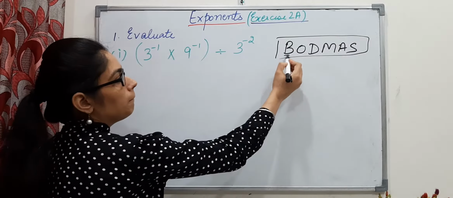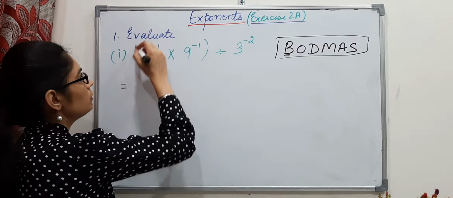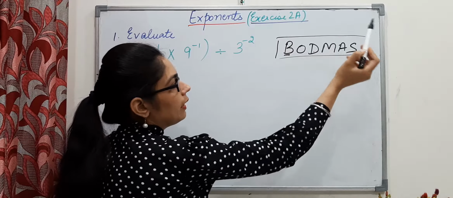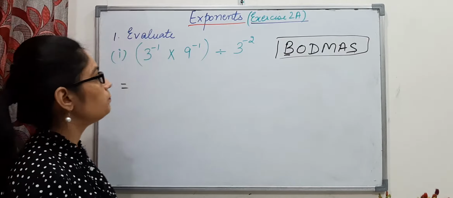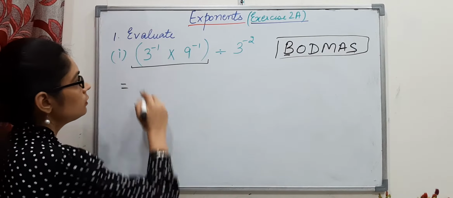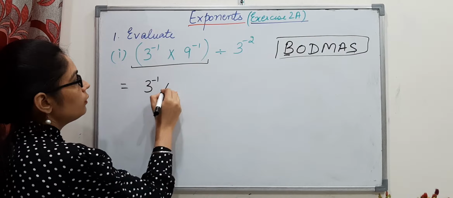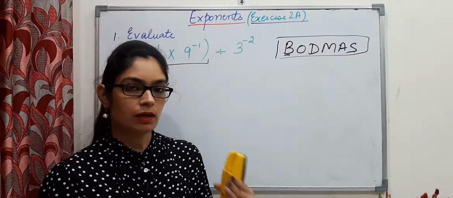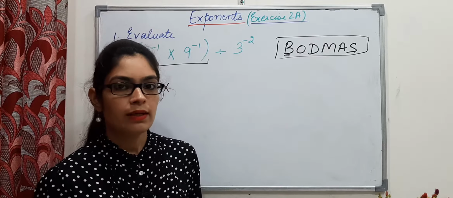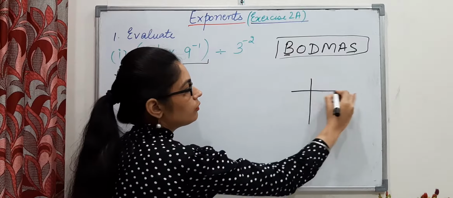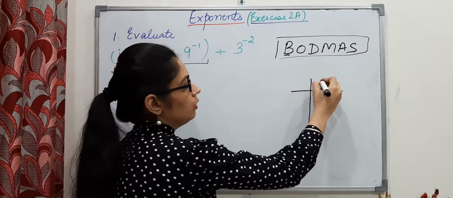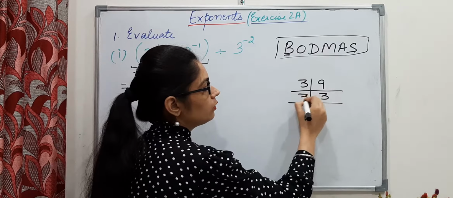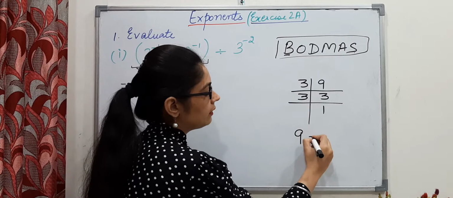Here B stands for bracket, so first we will solve the bracket. Then of, means again multiplication, division, multiplication, addition and subtraction. So in this order we have to do. Now this one we will do first: 3 to the power minus 1 into 9 to the power minus 1. In this chapter we will be coming across terms which we have to change to exponential form. So 9 we will change to exponential form. If I make the factors of 9, it will be 3 into 3 is 9 and 3 into 1 is 3. So 9 I can write as 3 into 3.